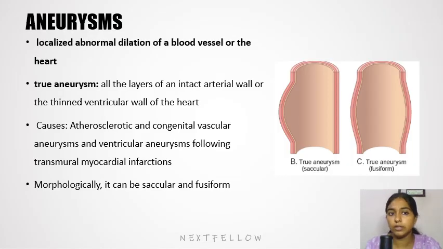So coming to the next important topic, aneurysms. Aneurysm is nothing but a localized abnormal dilation of the blood vessels or the heart. So aneurysm can be of two types. One is true aneurysm as well as false aneurysm.